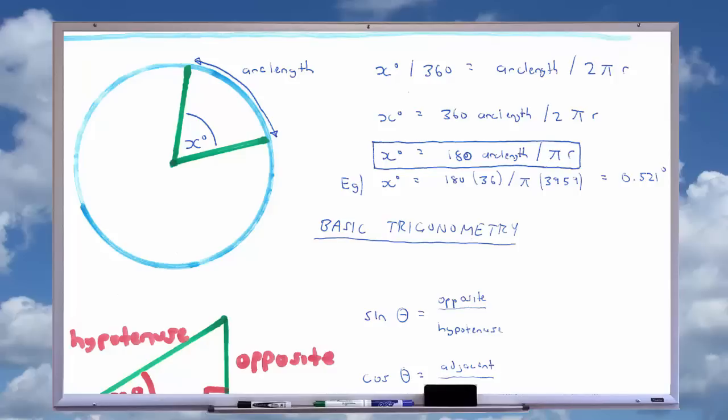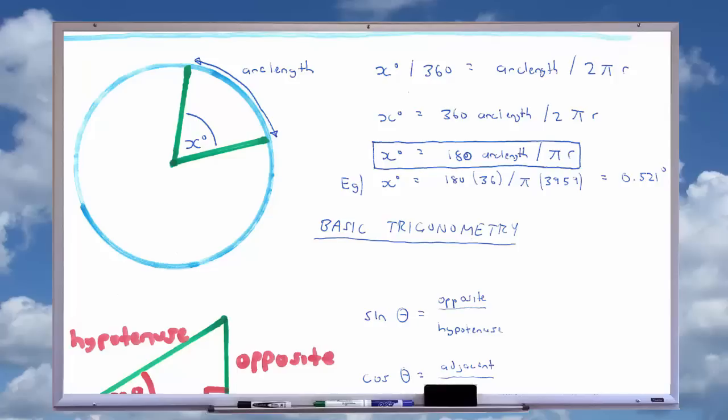X degrees over 360 equals a over 2 pi r. Then multiply both sides by 360. And then simplify the right hand side by dividing both the numerator and the denominator by 2. And we're left with x degrees equals 180 times the arc length over pi r. So we can use this formula to determine the angle bounded by two radial lines within a circle, so long as we know the arc length distance and the radius.